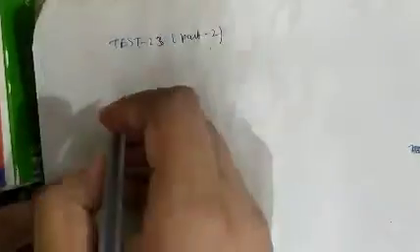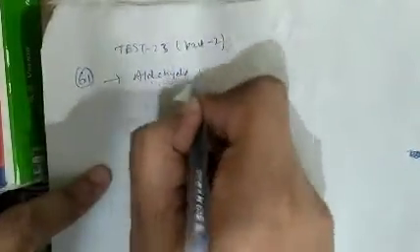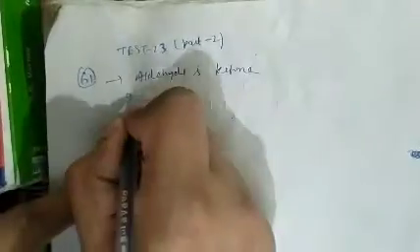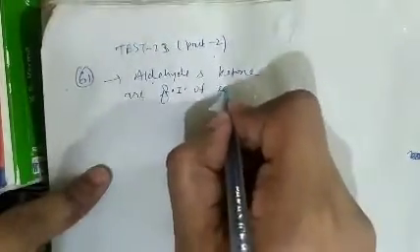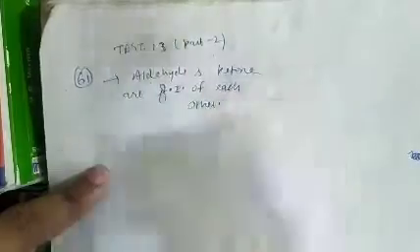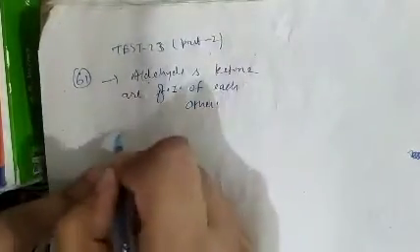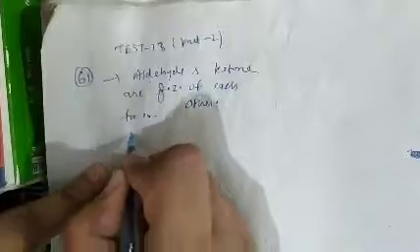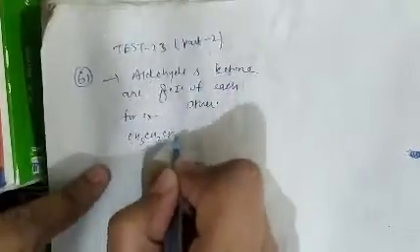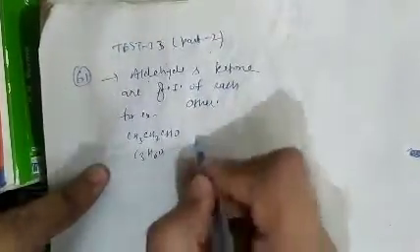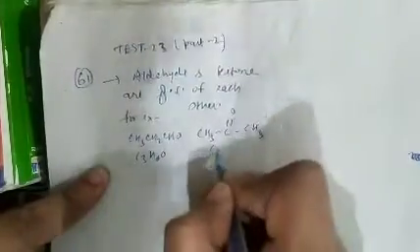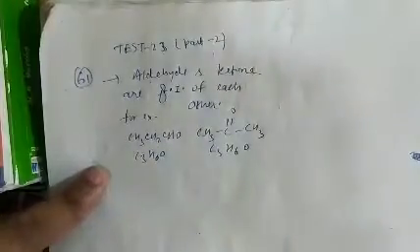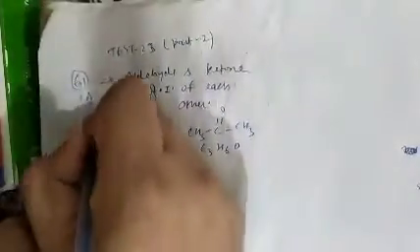See question number 61. As we know, aldehyde and ketone are functional isomers of each other. So they are functional group isomers of each other. For example, CH3CH2CHO, that is C3H6O, is isomeric with CH3COCH3. It is also C3H6O. So question number 61, option A is correct.